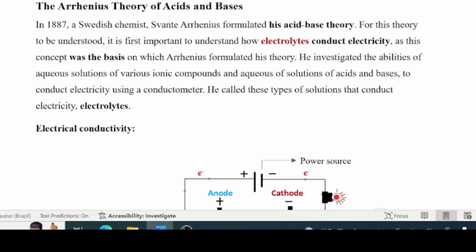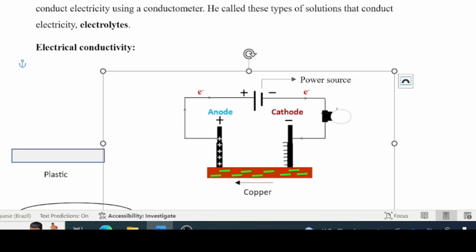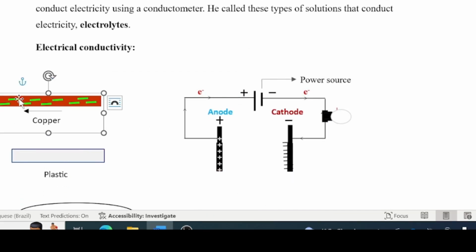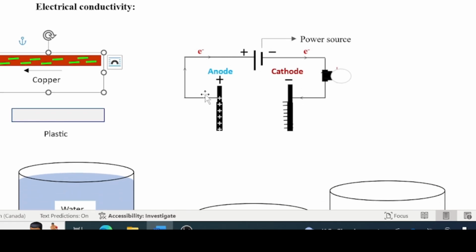So here we have a little depiction of a conductometer. Essentially what it has is this. It has a power source and two electrodes, connected to the power source by, of course, these wires here. And you have a light bulb here which will light up or not, depending on whether or not something conducts electricity. This is called the anode and that is called the cathode.